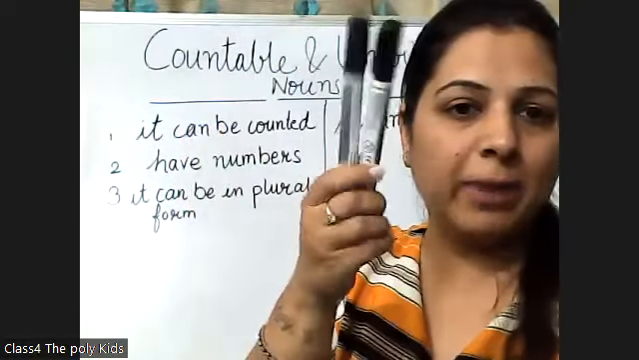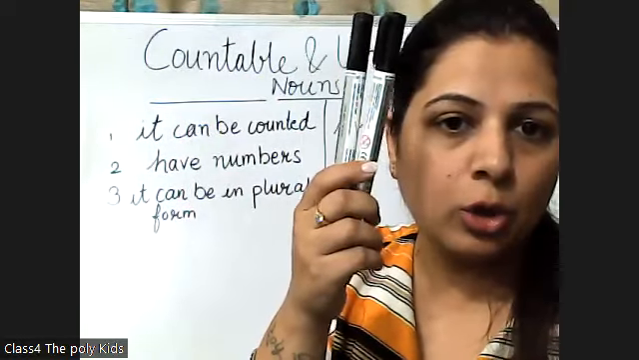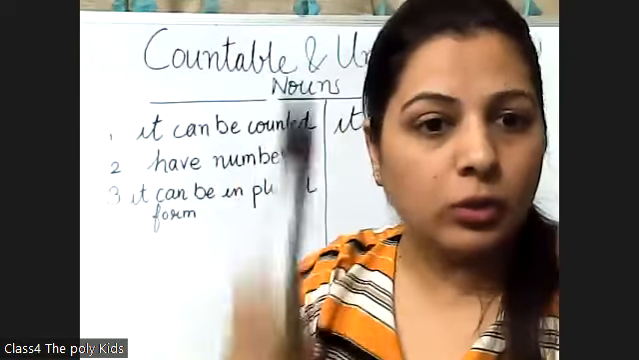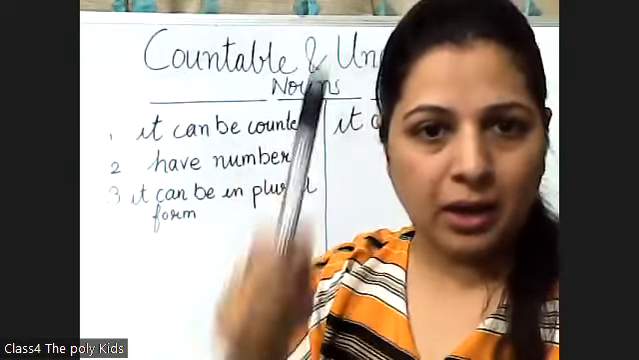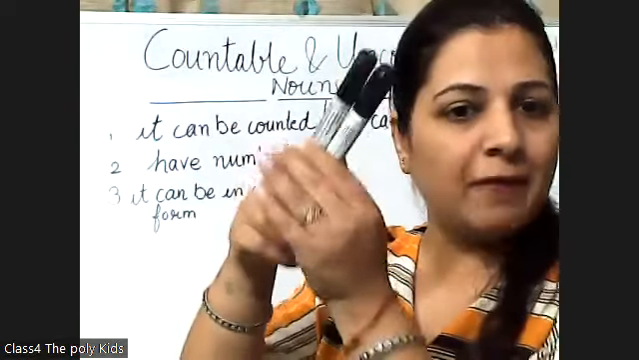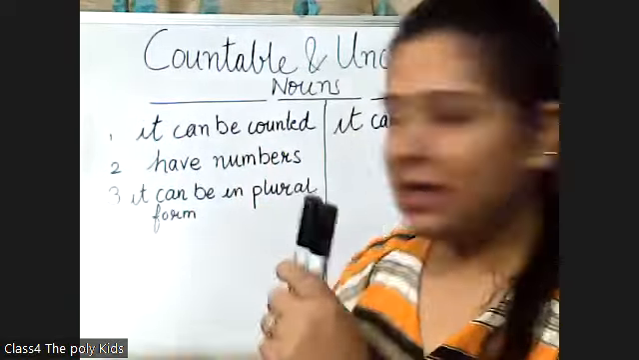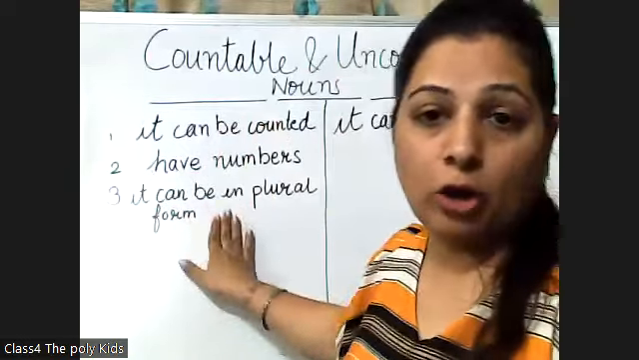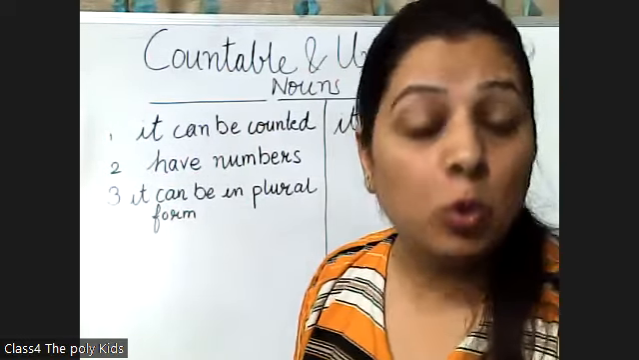And how many pens do I have? Ma'am, 2. 2. So we can count. Pen is a noun. It is a thing. I can count them. I have 2. Okay. Second option done. Now third is it can have plural form.